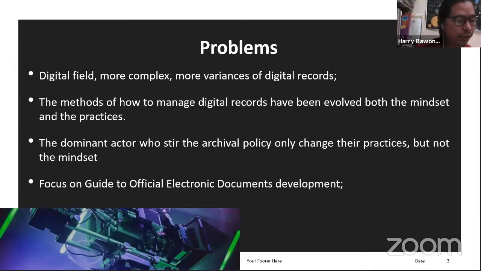Currently, the dominant view within the government agency is only to see record as an official document and equalize it as paper-based records. Therefore, after the issuance of the 2018 e-government regulation, the government focused on compiling a guide to official electronic documents, while digital records are much more complex than that. Therefore, a wider record management framework is needed to back up the e-government so it could run optimally.